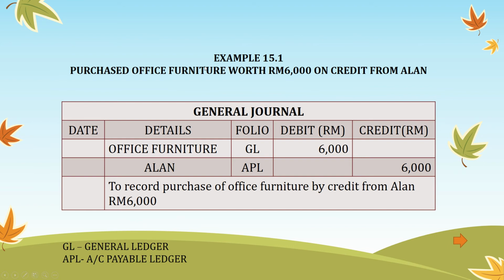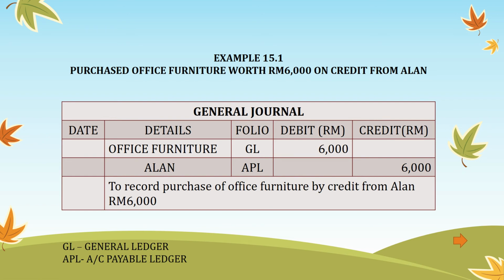Now we look at an example for the purchase of non-current asset, which is office furniture worth RM6,000 on credit from Alan. This transaction will be recorded in general journal. The format will begin with the title, general journal, followed by the date, detail, and then the folio.